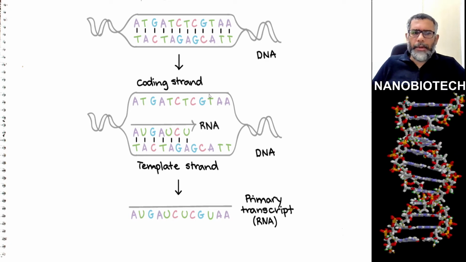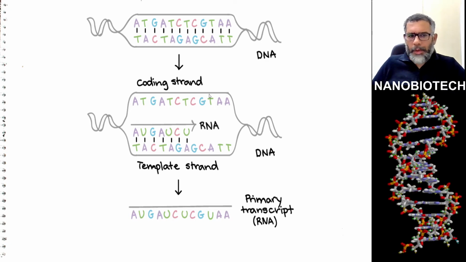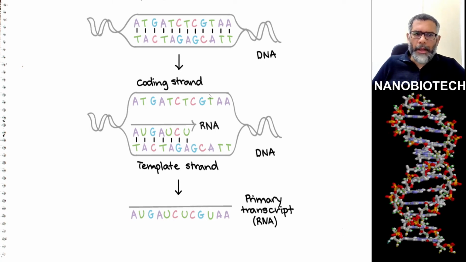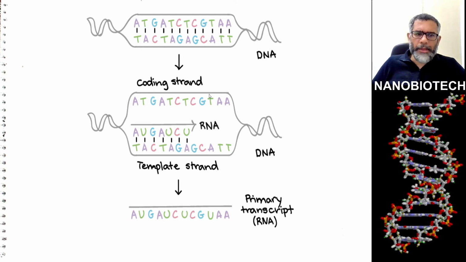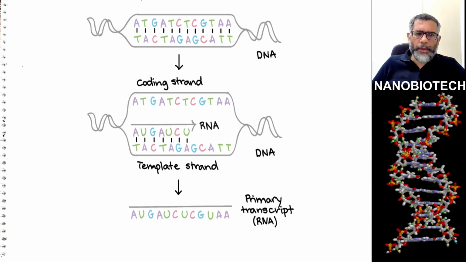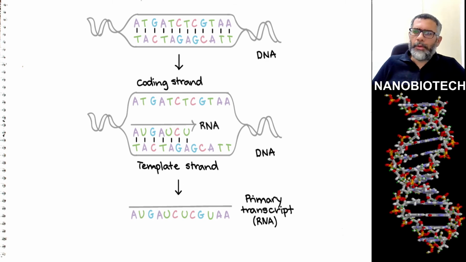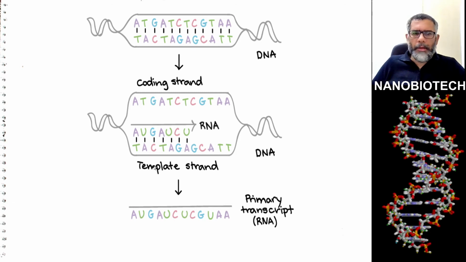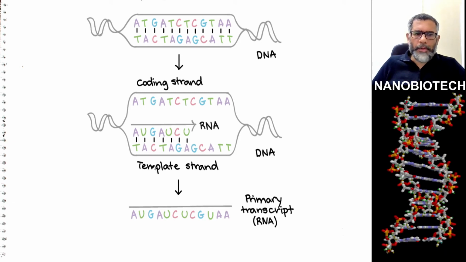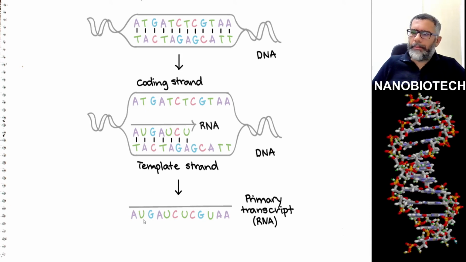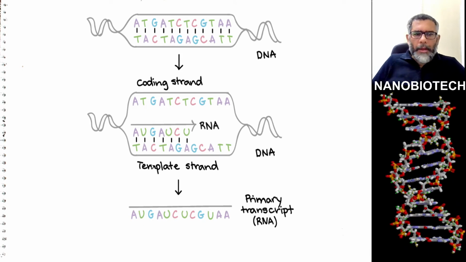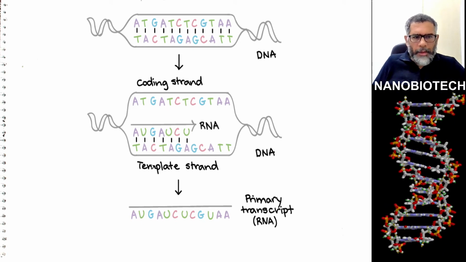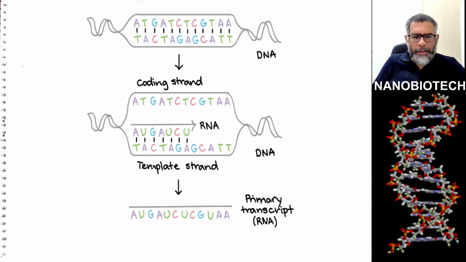However, the primary transcript and the coding strand of DNA are not identical, thanks to some biochemical differences between DNA and RNA. One important difference is that RNA molecules do not include the base T, thymine. Instead, they use a similar base called uracil, U. Like thymine, uracil pairs with adenine.